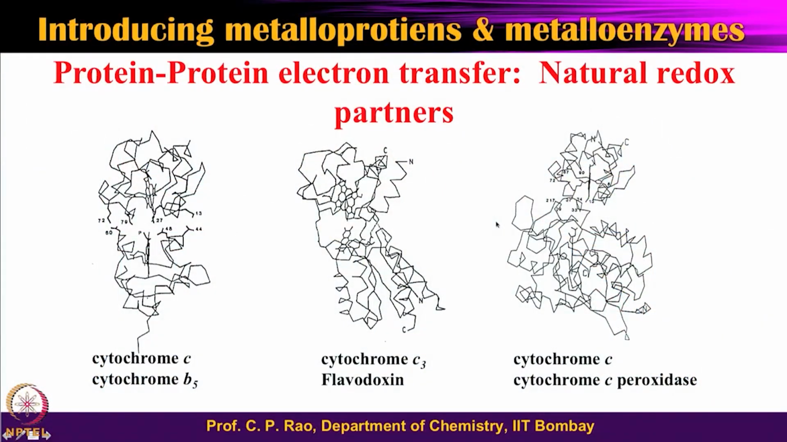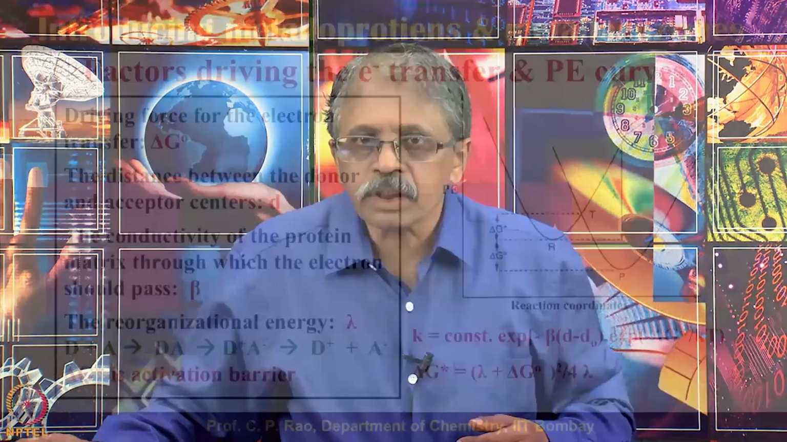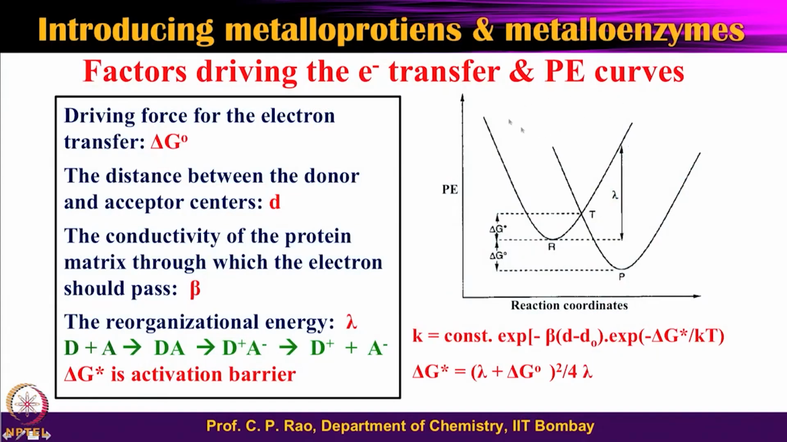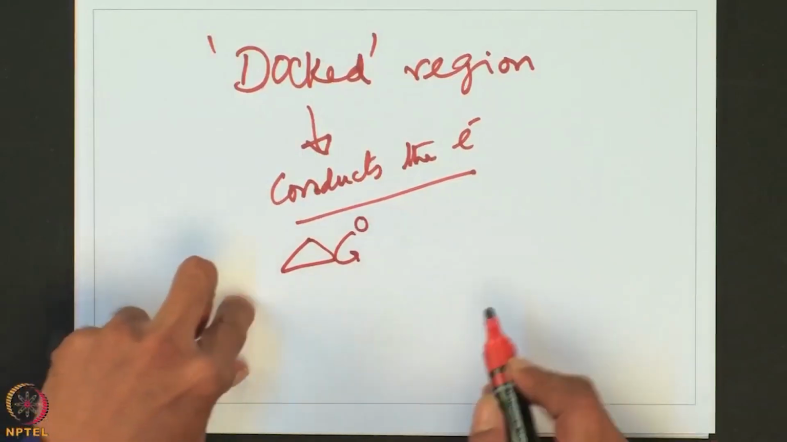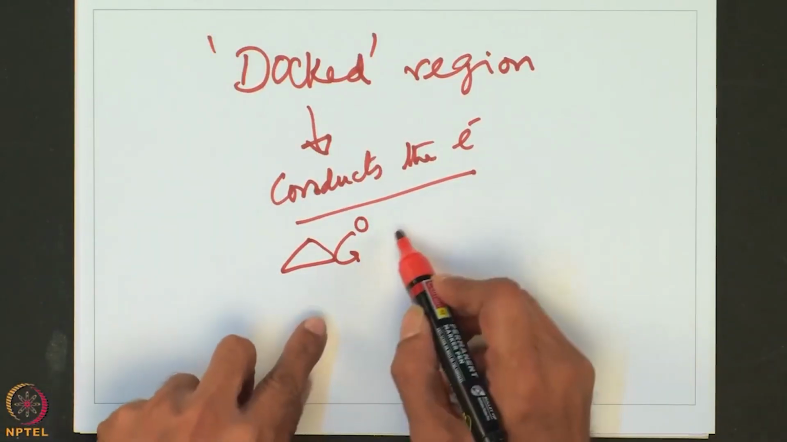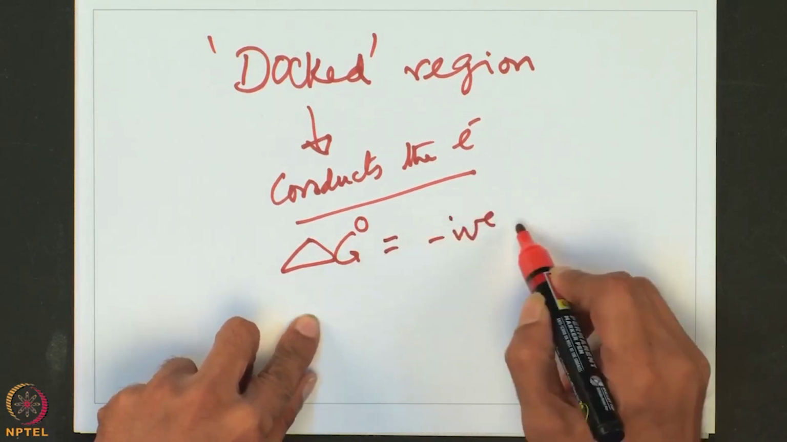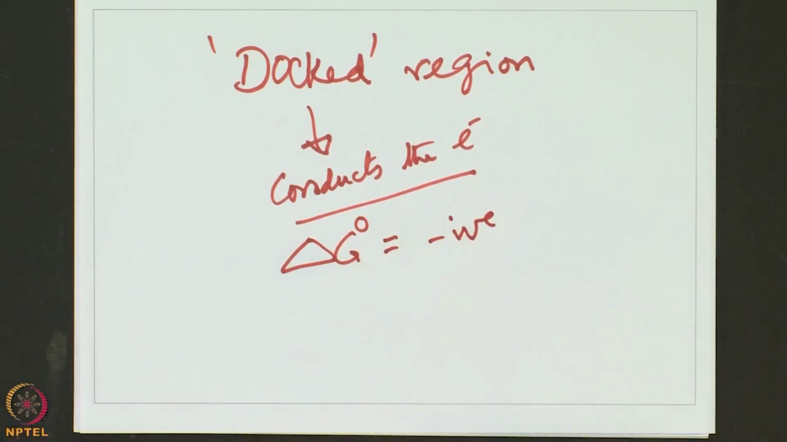Okay, now in the next couple of slides, let us look at some thermodynamic parameters, even the kinetic parameters of the electron transfer if it were to take place. What are the factors that drive the electron transfer? How do the potential energy curves look? How will the electron transfer take place? Obviously, electron transfer takes place from thermodynamic considerations. Thermodynamic consideration is nothing but delta G naught and this is the driving factor. If it is negative, it is spontaneous, so therefore, electron transfer takes place.